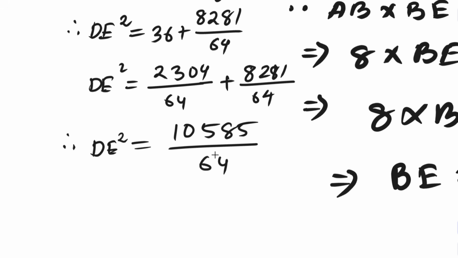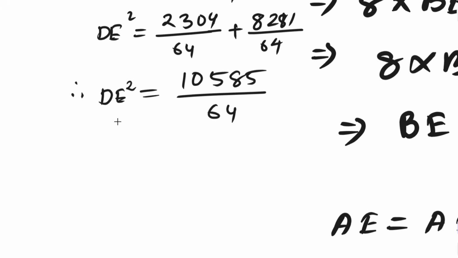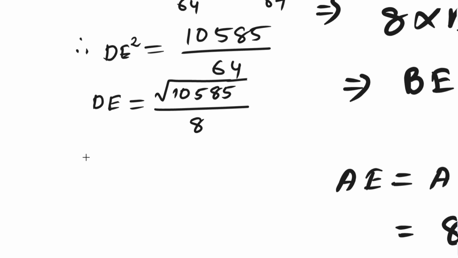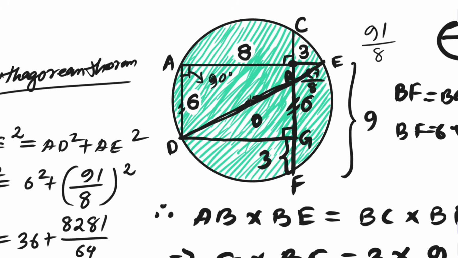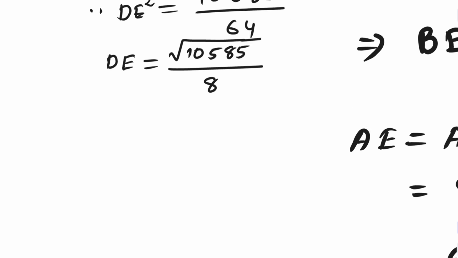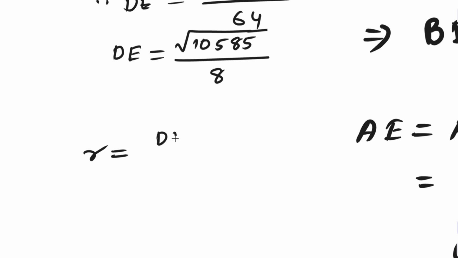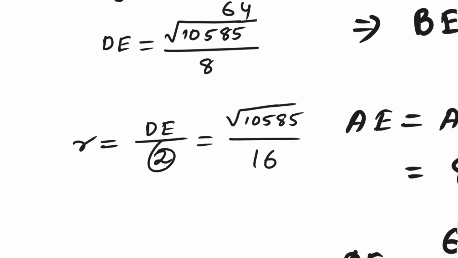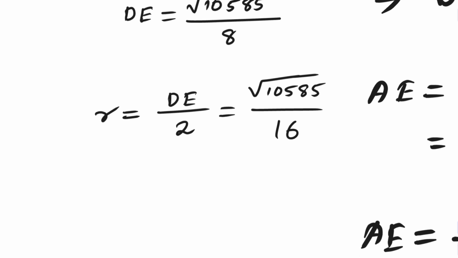Therefore, DE squared equals 10,585 divided by 64. Taking the square root of both sides gives DE equals square root of 10,585 divided by 8. Remember, DE is the diameter. The radius is half of the diameter. Therefore, radius r equals DE divided by 2, which equals square root of 10,585 divided by 16. Now, we're ready for the final step.